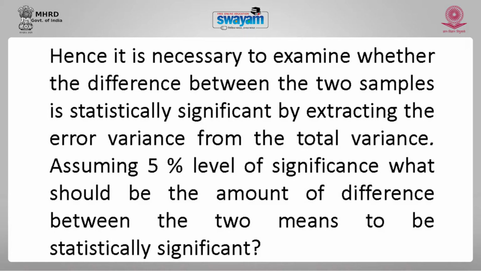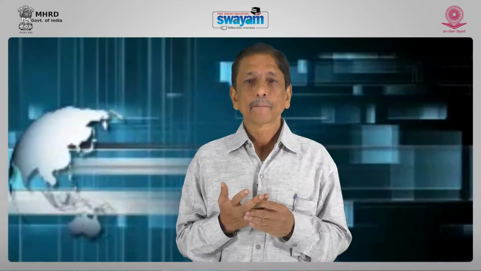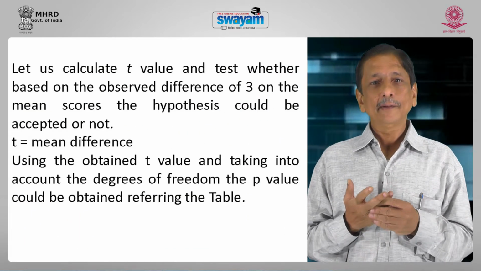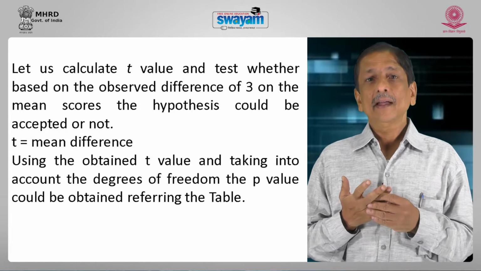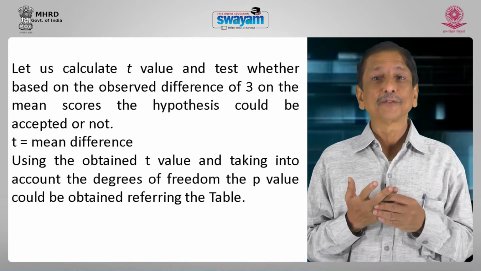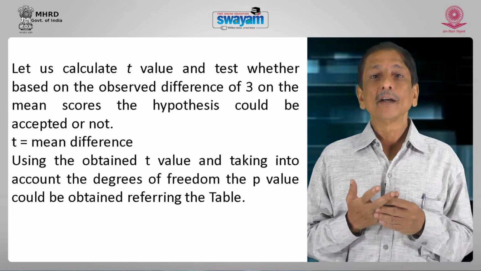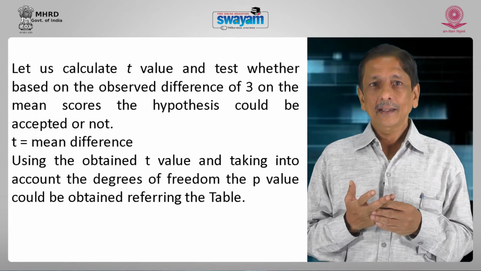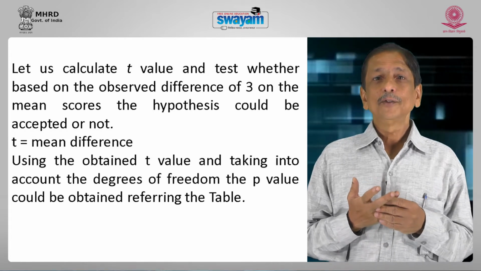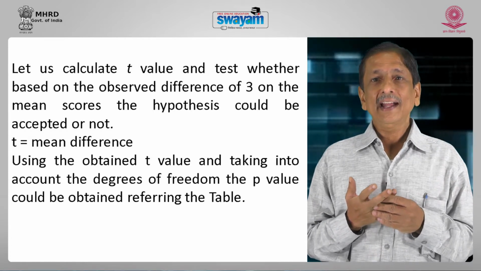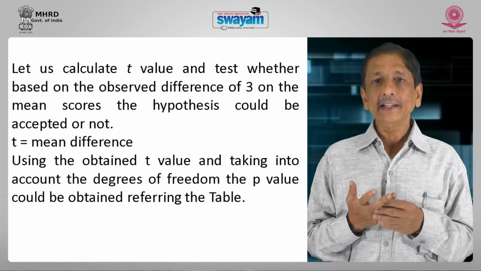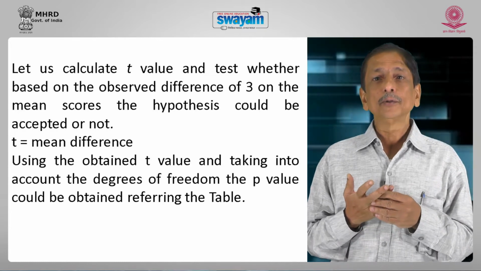Assuming a 5% level of significance, what should be the amount of difference between the two means to be statistically significant? Let us calculate the t-value and test whether, based on the observed difference of 3 on the mean scores, the hypothesis could be accepted or not. T equals mean difference divided by standard error. Using the obtained t-value and taking into account the degrees of freedom, the p-value could be obtained by referring to the table.